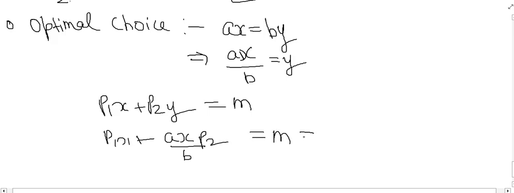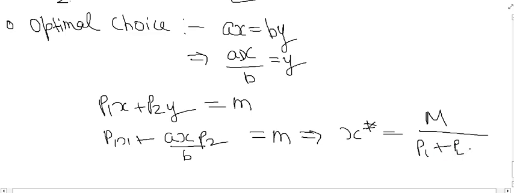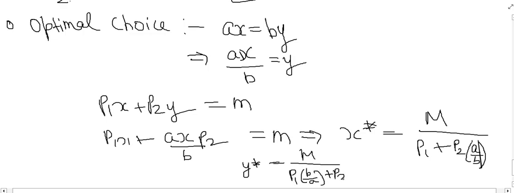We get this, and this implies x star equals, we add star for the optimality condition, m upon p1 plus p2 into a by b. Similarly, we would be getting y star as m upon p1 into b by a plus p2, after a little bit of algebra which is being left for you to do.